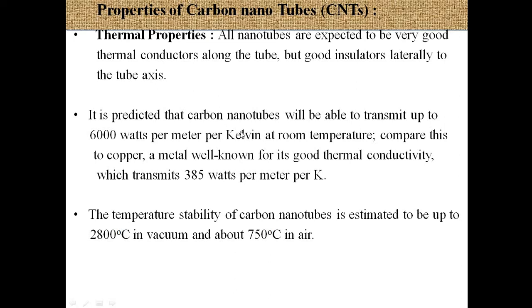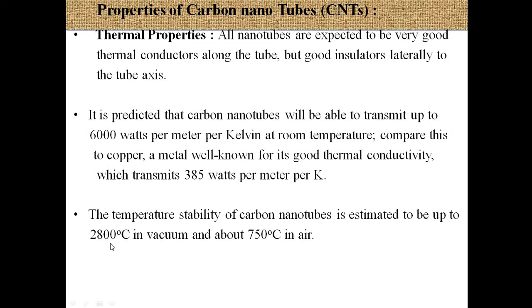It is predicted that the carbon nanotube will be able to transmit up to 6000 watt per meter per Kelvin at room temperature. So this is the thermal property. Compare this to copper metal, well known for its good thermal conductivity, which transmits 385 watt per meter per Kelvin. So see here, how much copper transmits: 385. And how much the CNTs transmit: 6000. Tremendous increase is there. Compare this value. So that's why these CNTs are a beautiful material which has tremendous application in many fields.